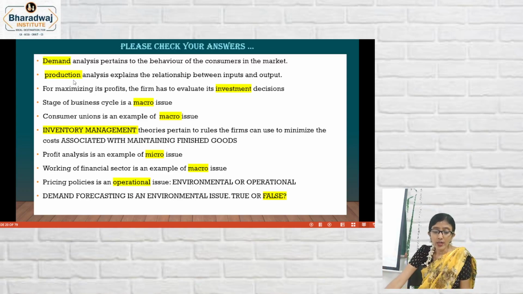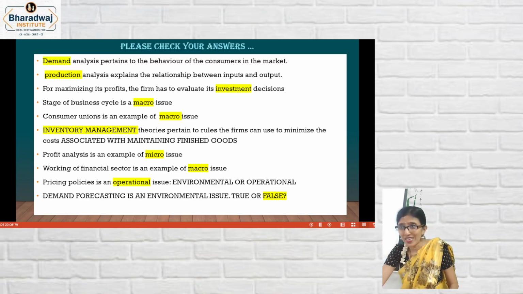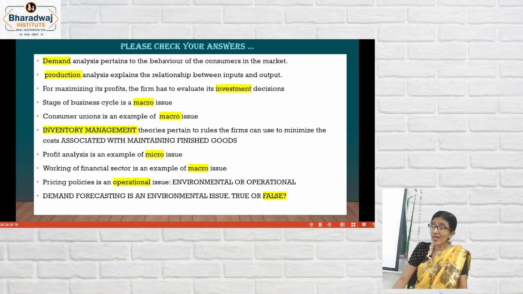Go to the second one, production analysis explains the relationship between input and output, because we use the term production function. Do you remember? Q is a function of L and K. Go to the next one. For maximizing profits, the firm has to evaluate its investment decisions, because how much of input cost, what are the various costs involved, what is the expected returns.